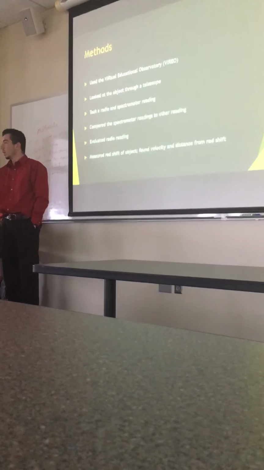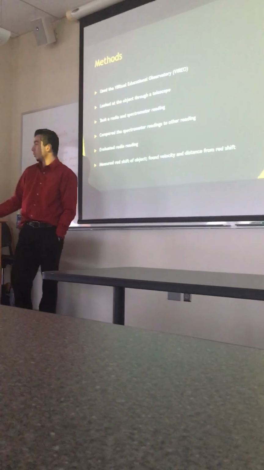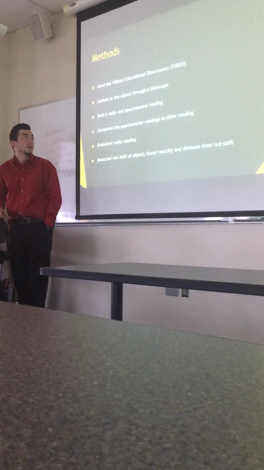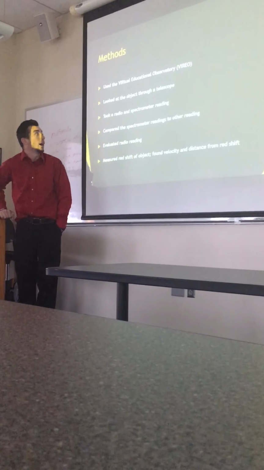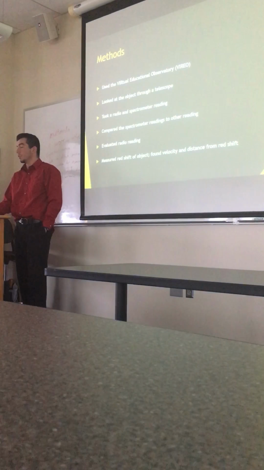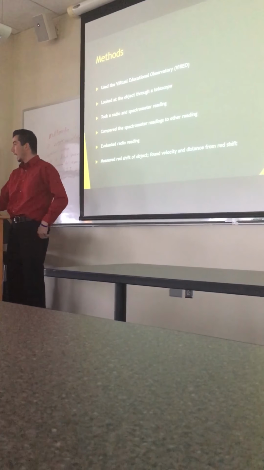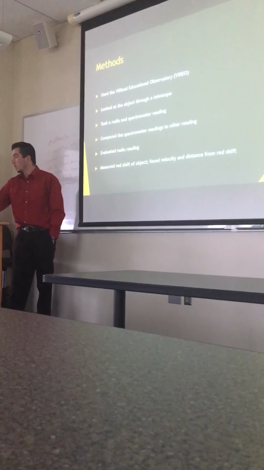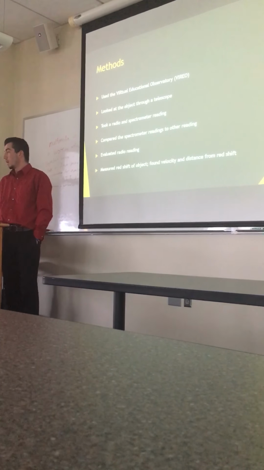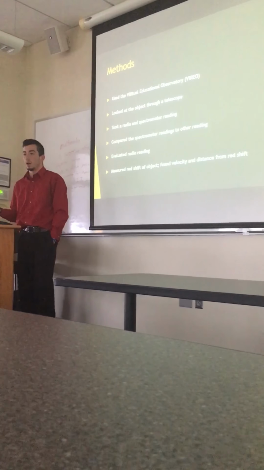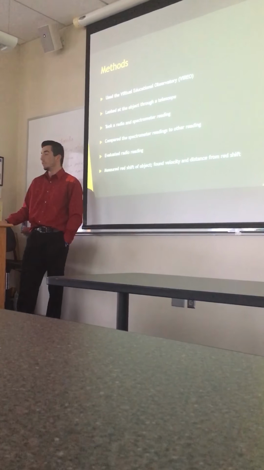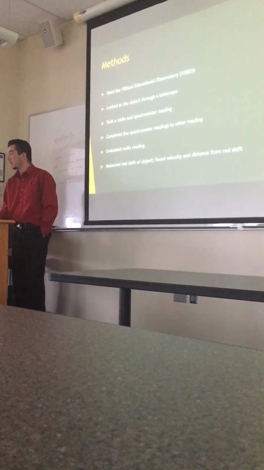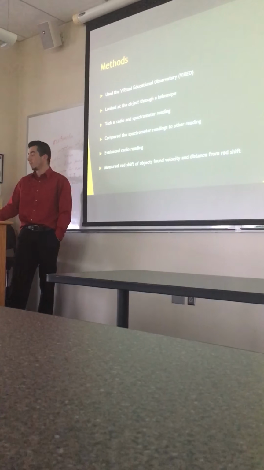So we used the Virtual Education Observatory, or Vireo, which was made by Gettysburg College. And so we looked at the object through the telescope, just to see what it looked like. So this is what it looked like, object number 9. We also took a radio and spectrometer reading and compared the spectrometer readings to other things we found on Vireo. And we took a radio reading and evaluated that and measured the redshift of the object, found the velocity and distance from that.